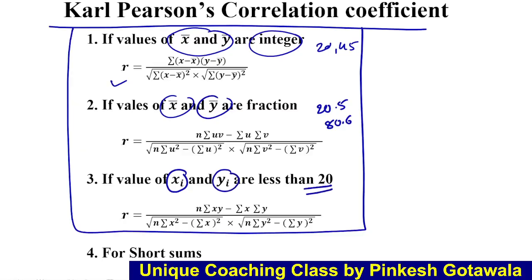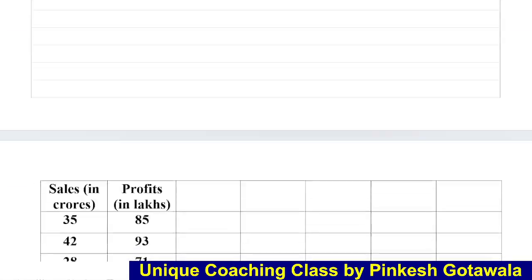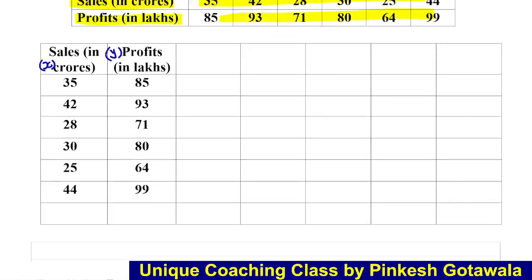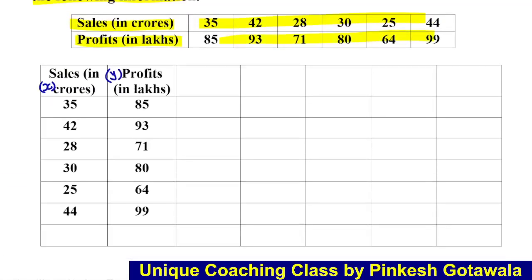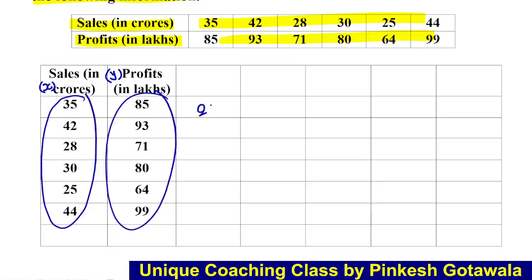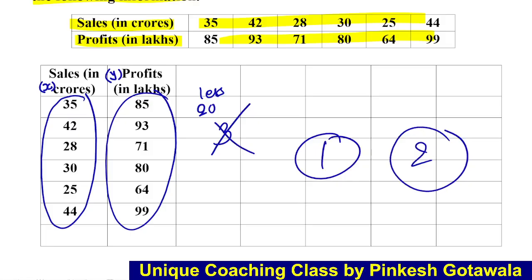Okay, so let's see here which formula we can apply. Just think about the third formula. The third formula says that the values of xi and yi are less than 20. Now here you can see that almost all are more than 20. So we can't apply the third formula. So the option is the first formula or second. So for that, what do we have to find out? x bar and y bar.